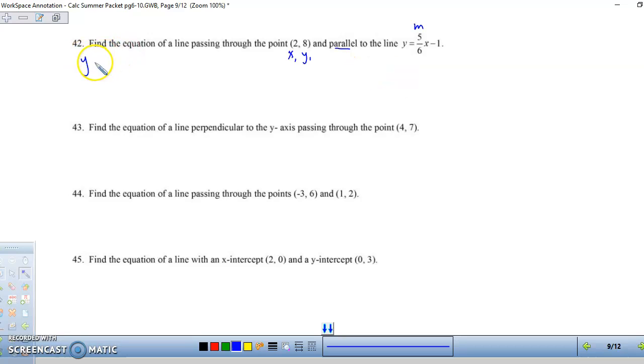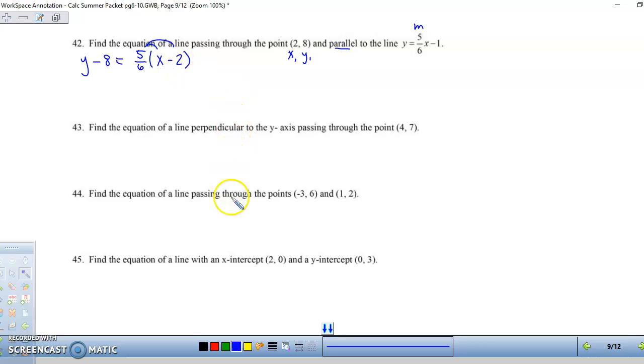So y minus the y value is equal to slope. Parallel slope is the same. X minus the x value. So this is a perfectly fine answer, to be honest with you. That's the point slope form. A lot of times your algebra teachers like to have you convert that to slope intercept. For that, you will distribute and then eventually add the 8 and then keep it as fractions.